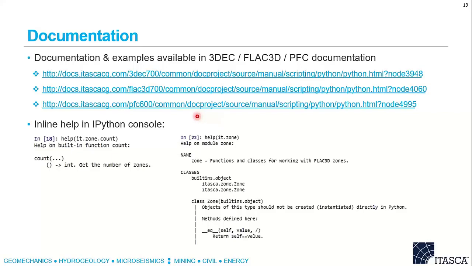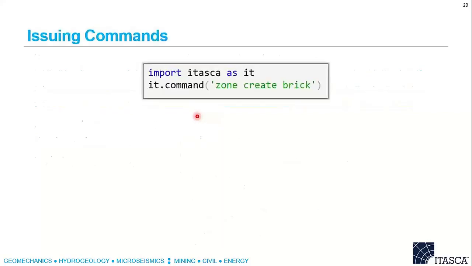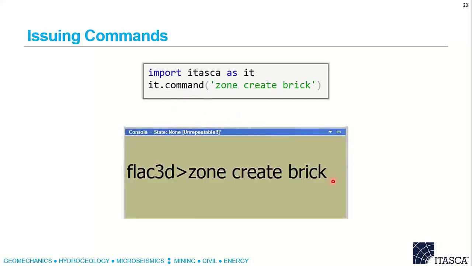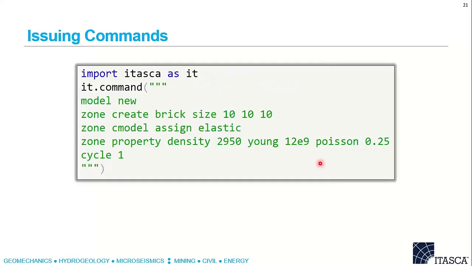It's also possible within the Itasca module to issue commands from Python. This is done via the command function, which takes a string and then issues that command. For example, this code, once executed, will issue the zone create brick command. Multiple commands can also be issued at once by using multi-line strings. So in this example, 5 commands would be issued at once after this function was called.